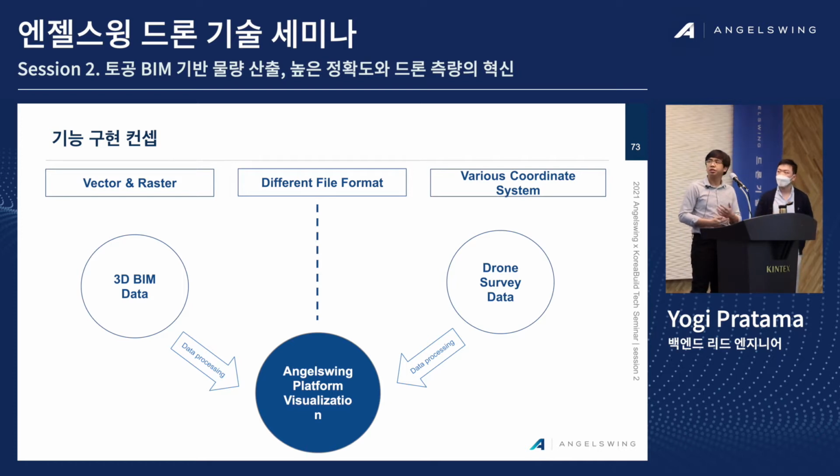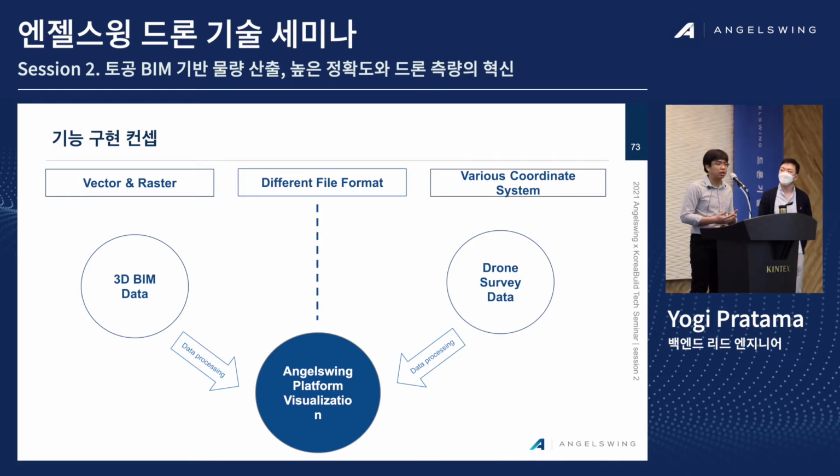So some of the challenges that we face is the vector and raster formats. So maybe you have heard about vector and raster, and to process these two different, let's say, formats to be visualized in the same platform, it raises some kind of issues. And also for 3D BIM data and also even from drone survey data that we process ourselves, there are different file formats that we have to process and we have to take care of.